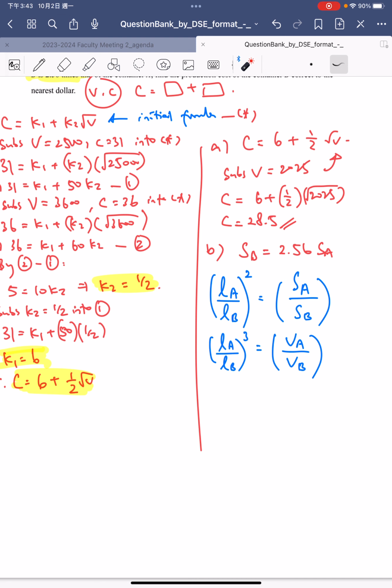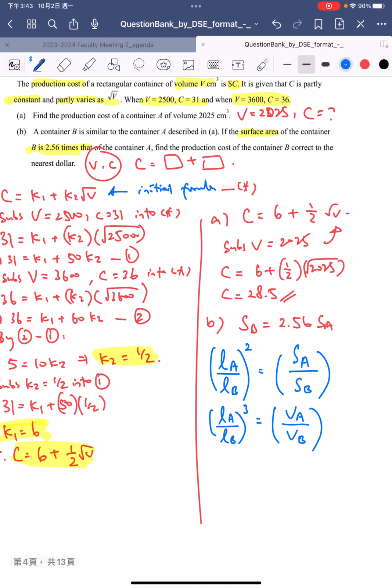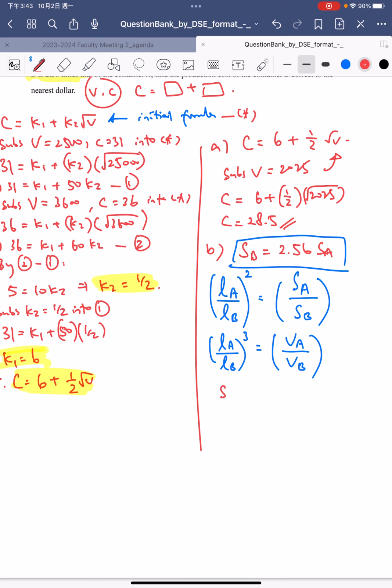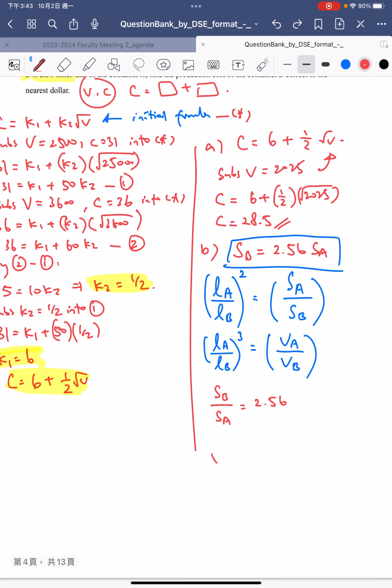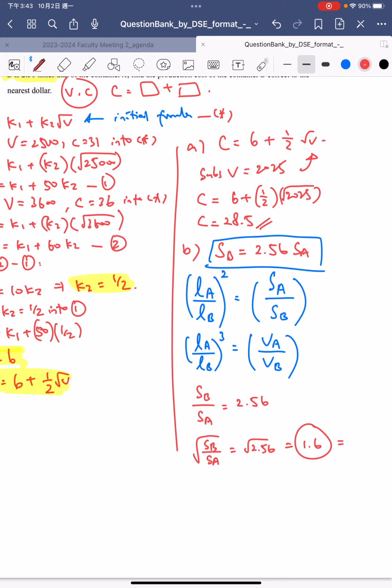So in this question, we have the surface area of B is equal to 2.56 times the surface area of A. Which means that the surface area of B over the surface area of A is equal to 2.56. Then if we take the square root of both sides, using your calculator, this will give you 1.6. So after taking the square root, this ratio is actually the length of B divided by the length of A.